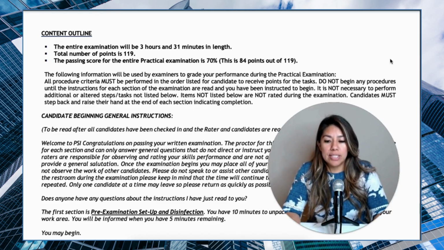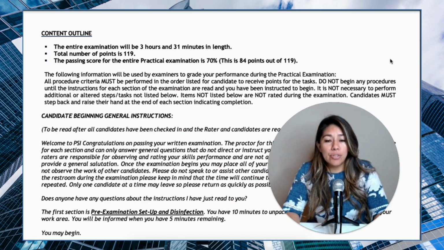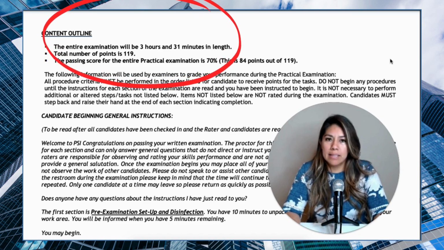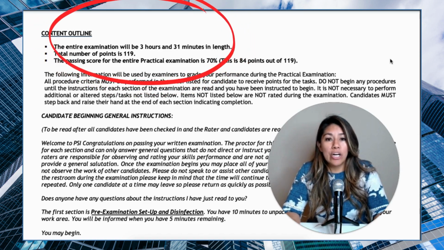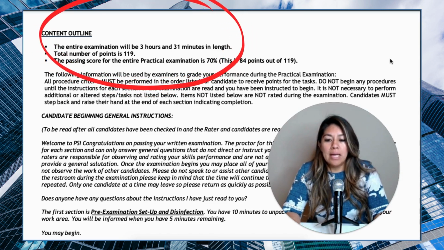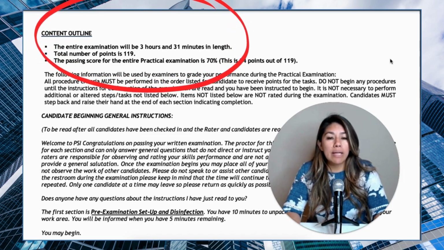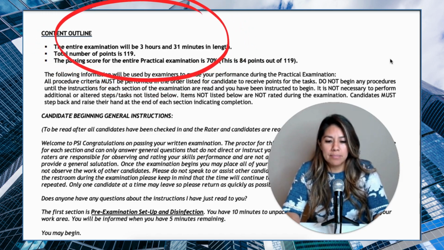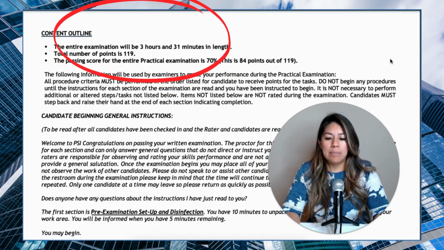Moving on to page 16. So here's where the content outline of your practical examination begins. As you can see here, the entire examination will take a total of 3 hours and 31 minutes in length, and this is approximate. The total number of points is 119. The passing score for the entire practical is a 70. So as long as you make a 70, you will pass. This is 84 points out of 119 points.